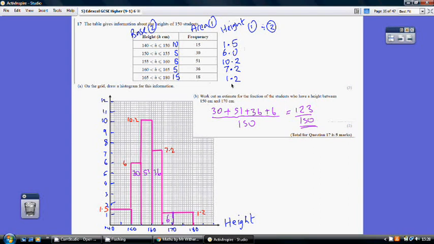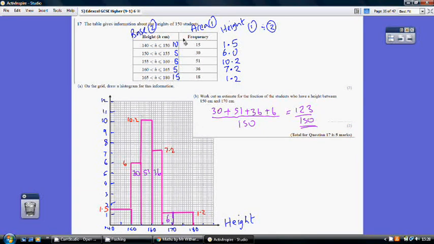Now bearing these heights in mind, my biggest height is 10.2. I've effectively used this axis here, trying to fill this graph paper as much as possible, and I've made every 5 squares equal to 1. So that nicely uses the graph paper. Similarly with my base, I've gone from 140 to 180. Again, that's nicely using most of the graph paper.